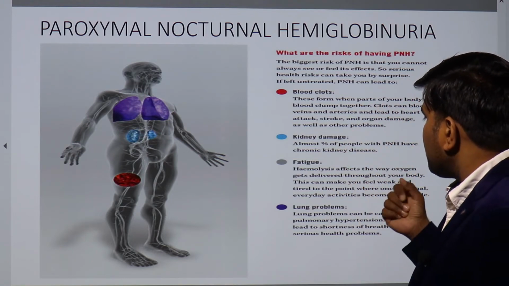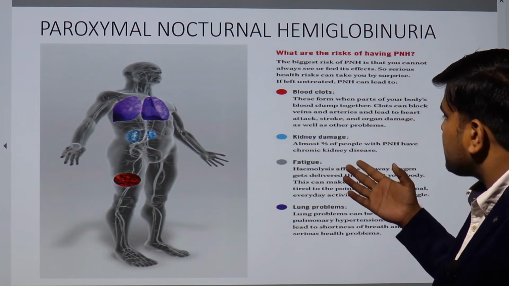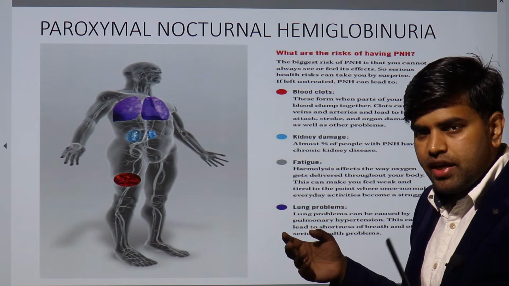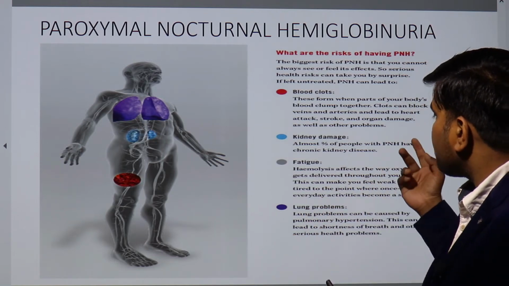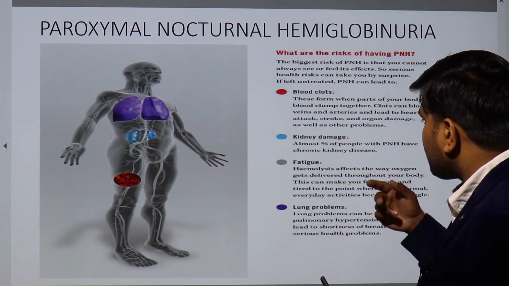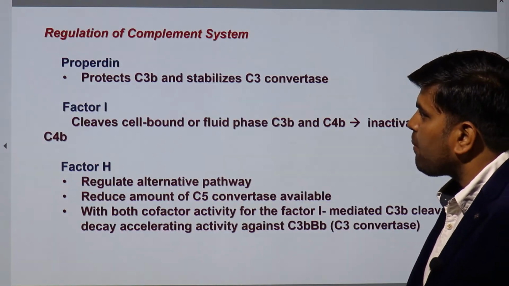These are all the problems of paroxysmal nocturnal hemoglobinuria, because our RBCs are actually getting damaged. We will not have enough oxygen and food, and then obviously there will be fatigue, lung problems, kidney damage, and blood clots will occur.